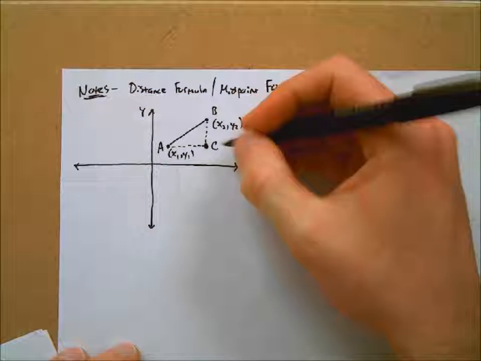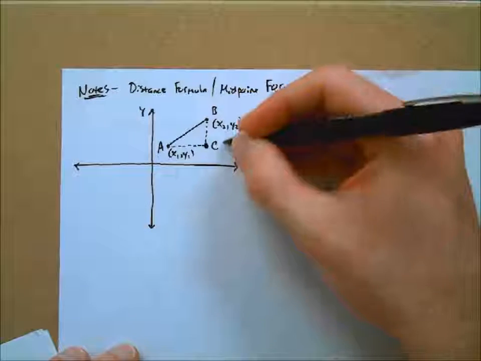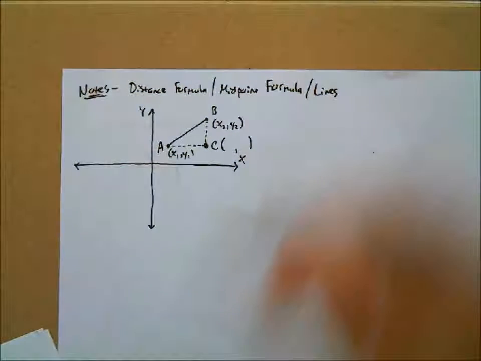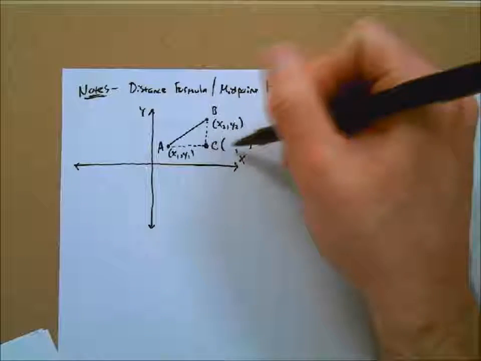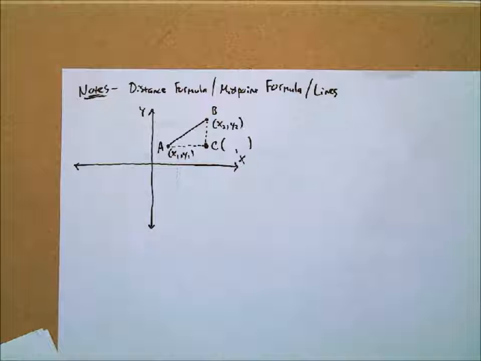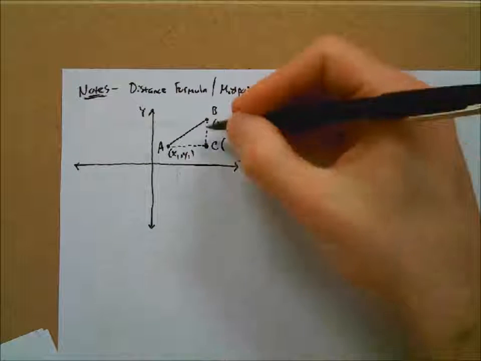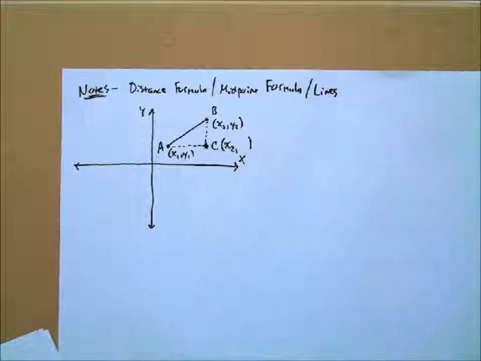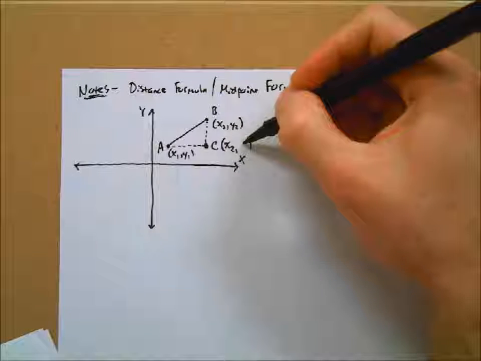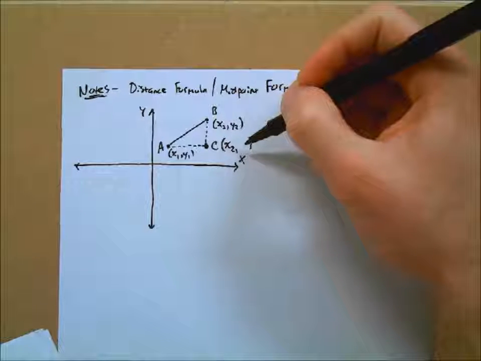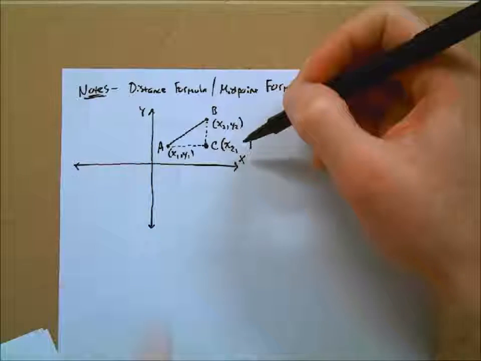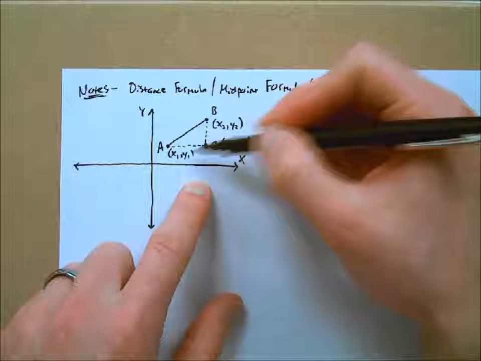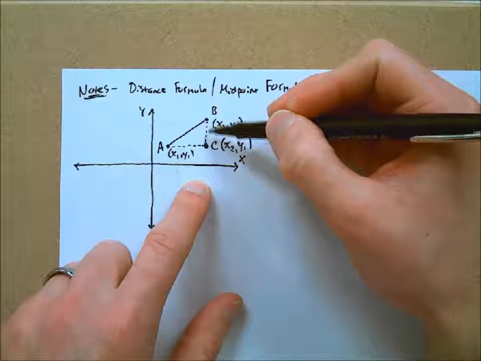Since C is directly below point B, what do we know about one of C's coordinates? The x-coordinate will be the same, exactly right. Since it's directly below, it's not moving left or right of B at all, so it will also have x-coordinate x sub 2. Likewise, what do we know about C's y-coordinate? Same as the y of A, so y sub 1. C is not higher or lower than A, so it has the same y-coordinate. C is not left or right of B, so it has the same x-coordinate.